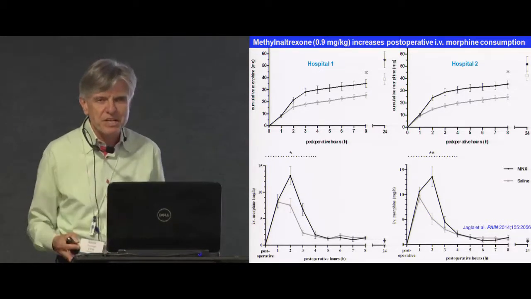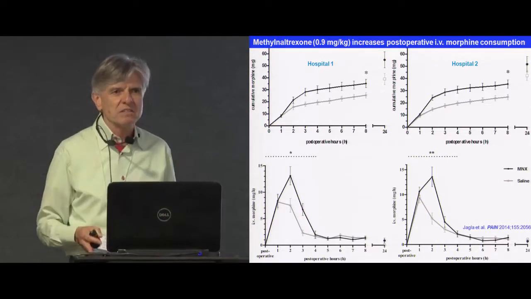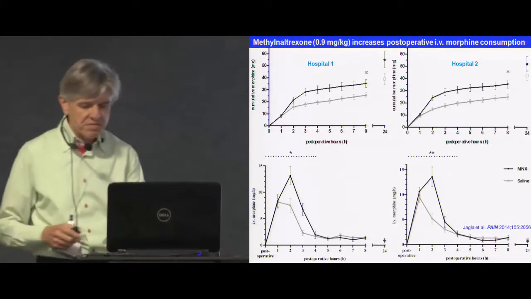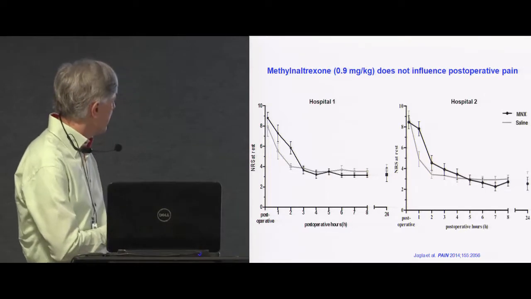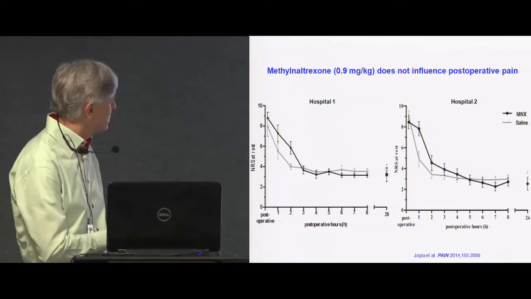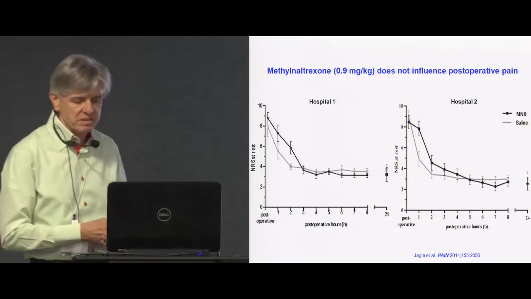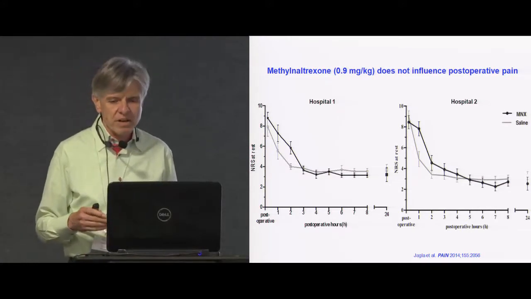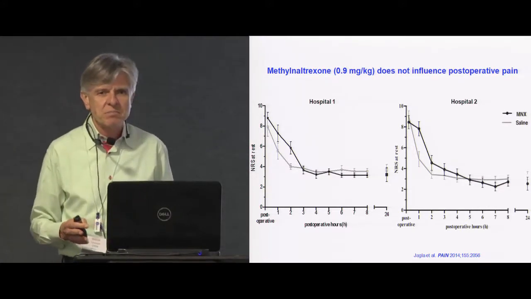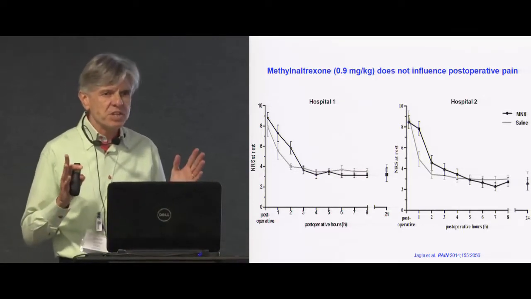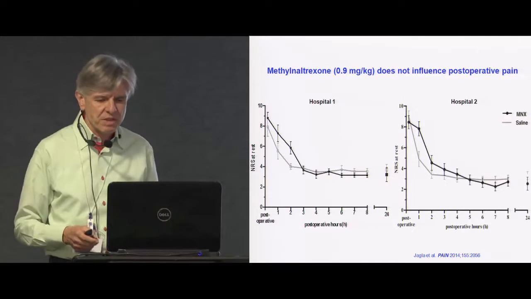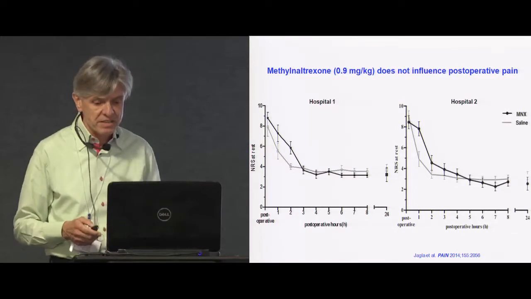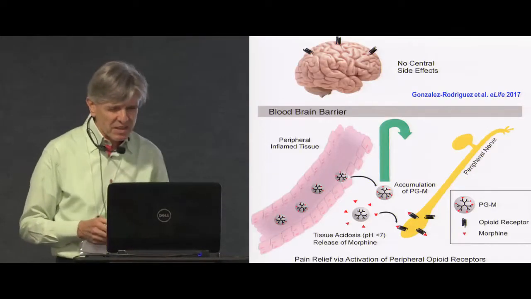So this is the confirmation of this hypothesis. When you block the peripheral opioid receptors, the patients require higher doses of morphine to achieve the same pain relief. You can see pain scores are the same in both groups, in both hospitals. So in our view, this was a very nice confirmation that peripheral opioid receptors are important, and even if you inject intravenous, systemic morphine, almost half of this morphine effect is mediated by peripheral receptors.